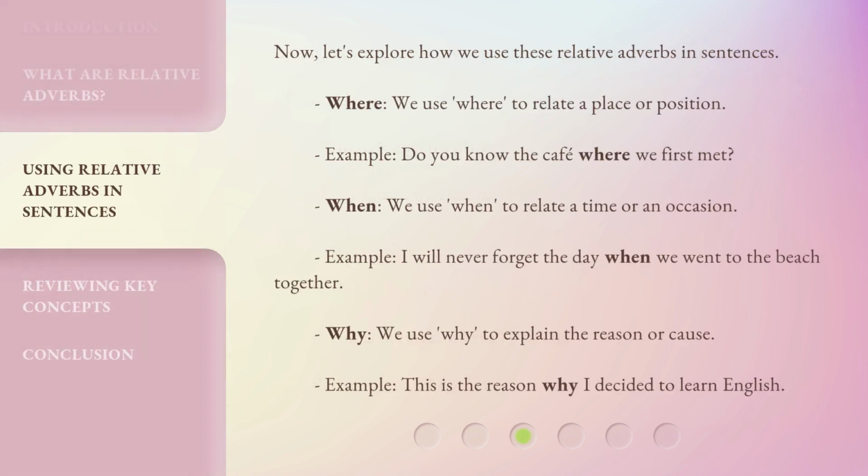Now, let's explore how we use these relative adverbs in sentences. Where. We use where to relate a place or position. Example: do you know the cafe where we first met? When. We use when to relate a time or an occasion. Example: I will never forget the day when we went to the beach together.